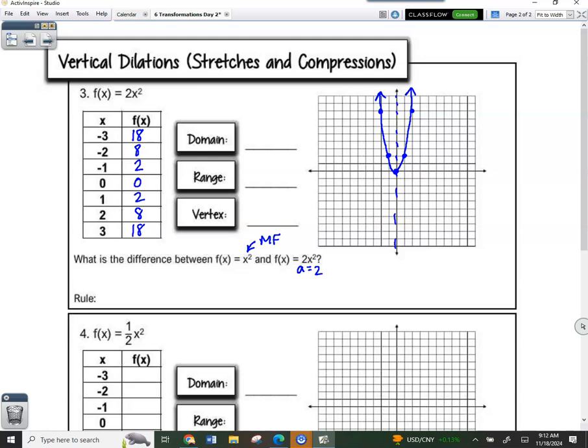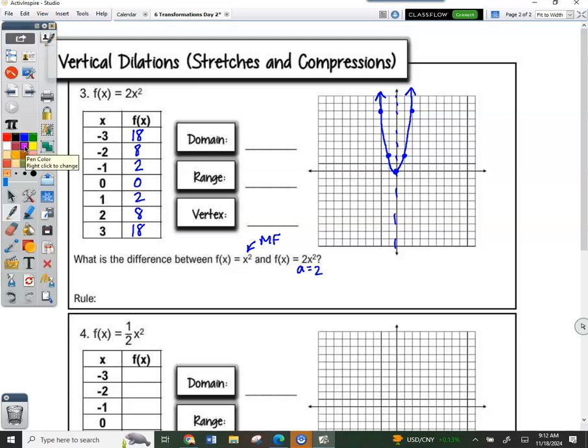Now, if you need to, you could put the mother function on here in a dotted line, in dotted format. Let's see. Is that right? No, that's too far. You can see the mother function compared to that one. This one's skinnier, right?